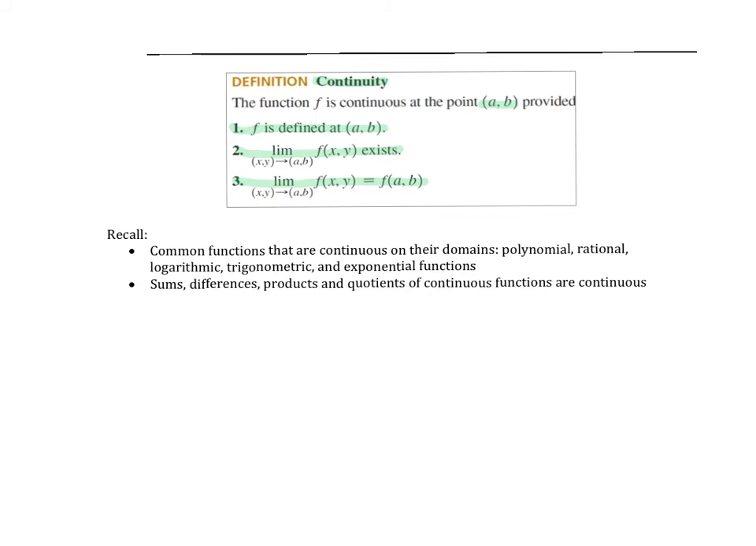So some common functions that we can use when we talk about continuity, that are continuous, would be polynomials, and this is on their domains: rational functions, log functions, trig functions, exponential functions. Remember, if you have continuous functions and you add them, you get a continuous function. Subtract continuous functions, continuous. Multiply, divide. If the functions are continuous and you compose them, they're still going to be continuous.